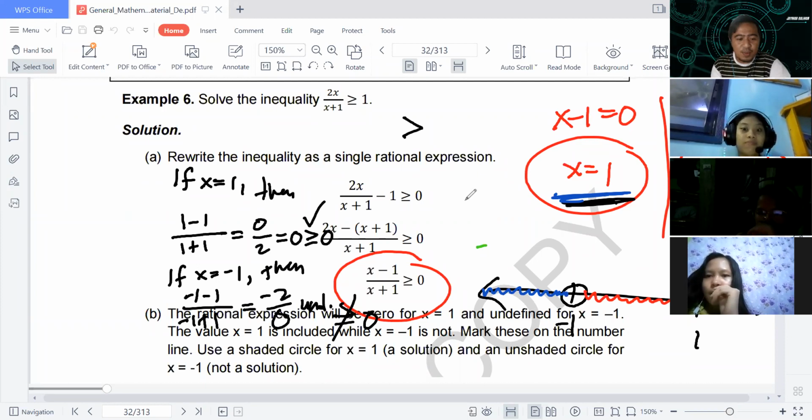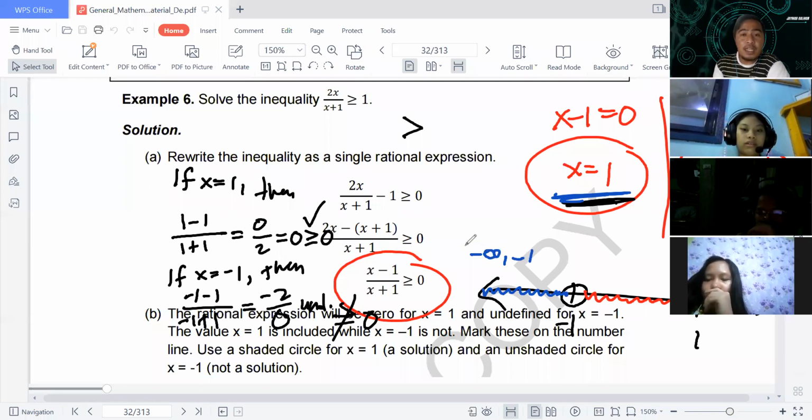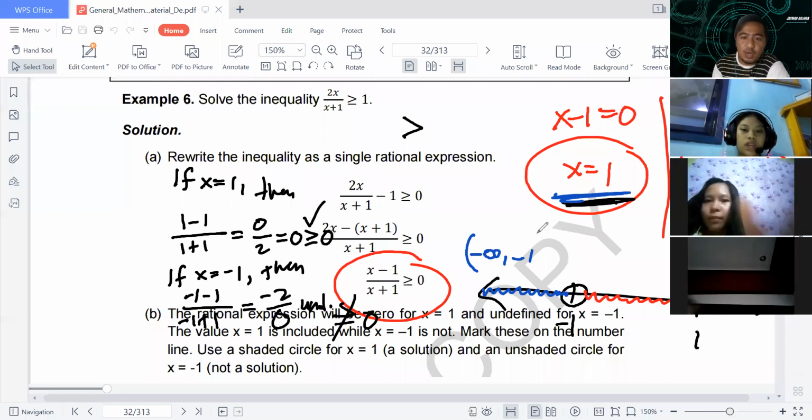Let's change that into blue. That is coming from negative infinity until what number? Negative 1. Always bear in mind that if infinity can never be contained, it is always a parenthesis. Here, is it included or not included? Not. So you will use a parenthesis. You will use a bracket if included. Understood?